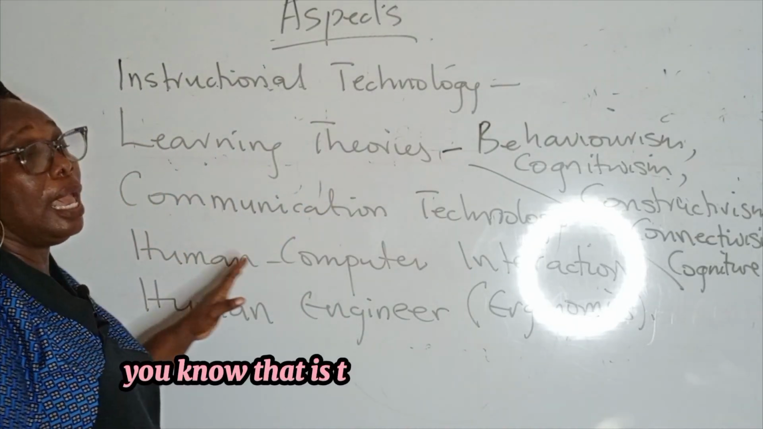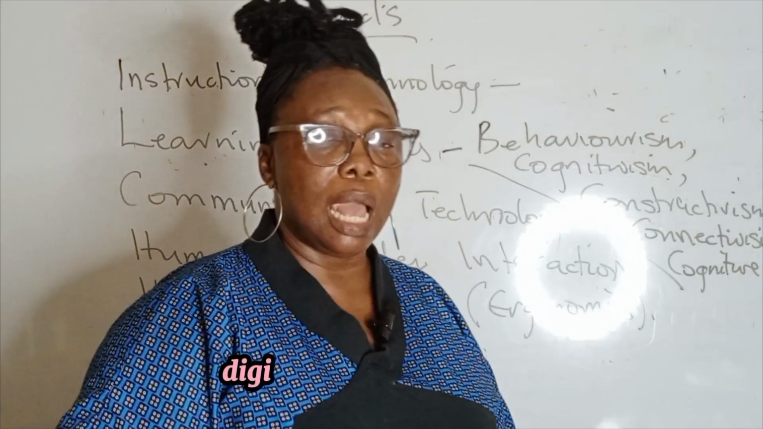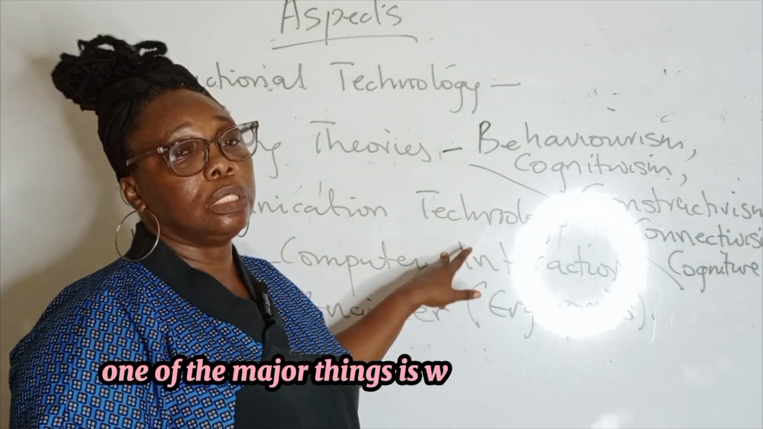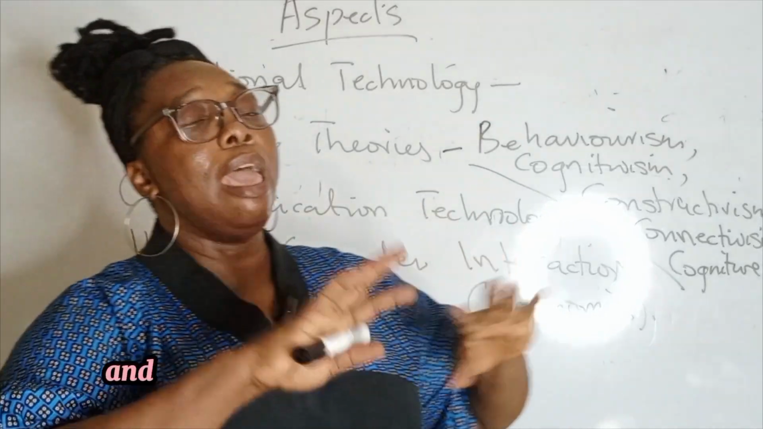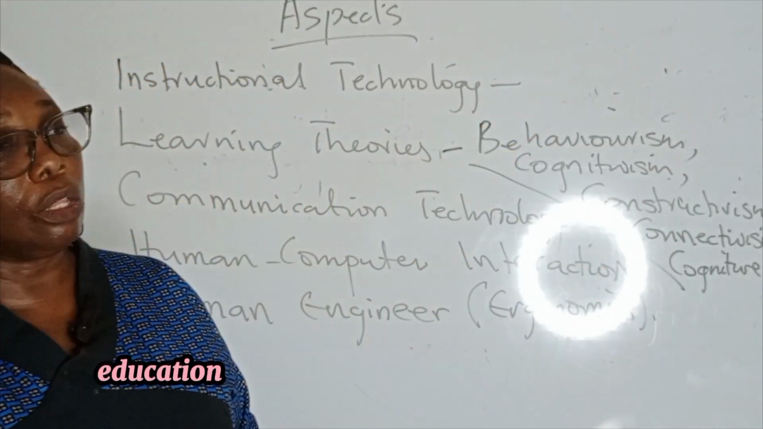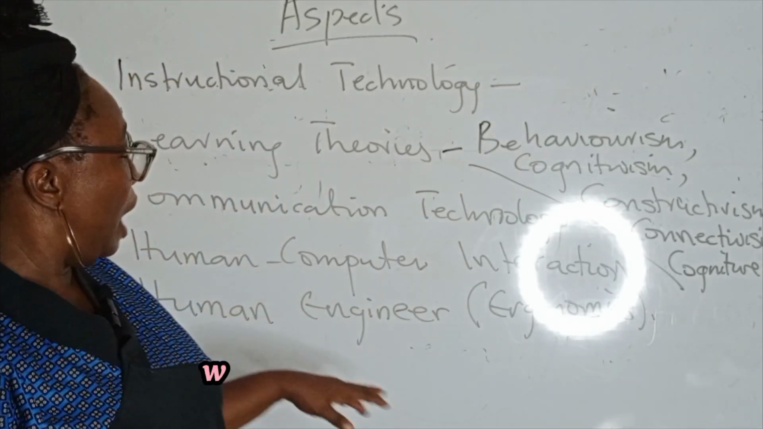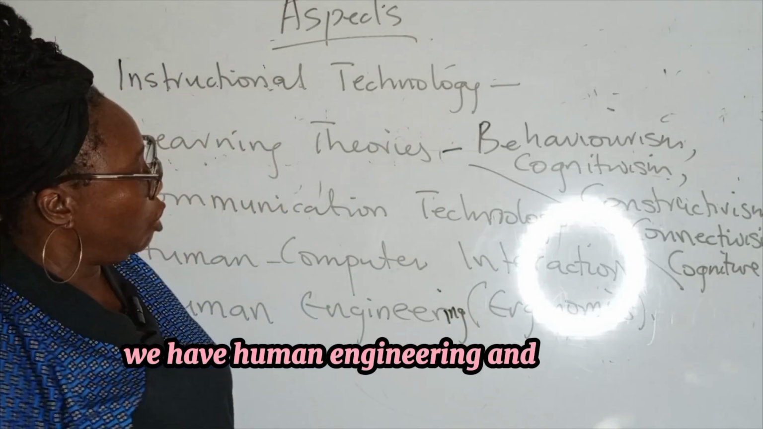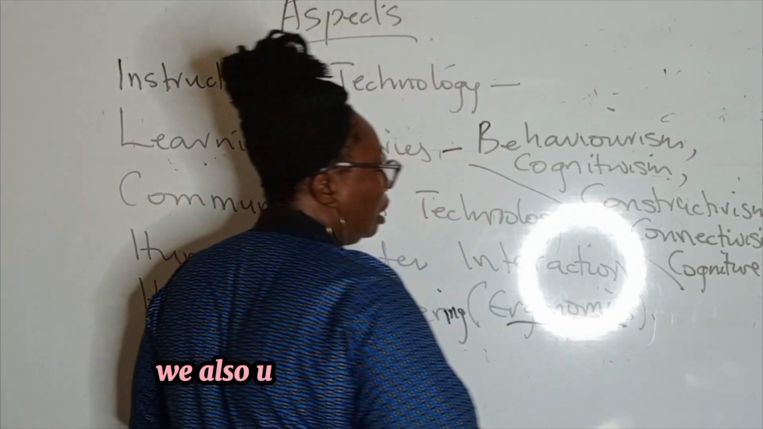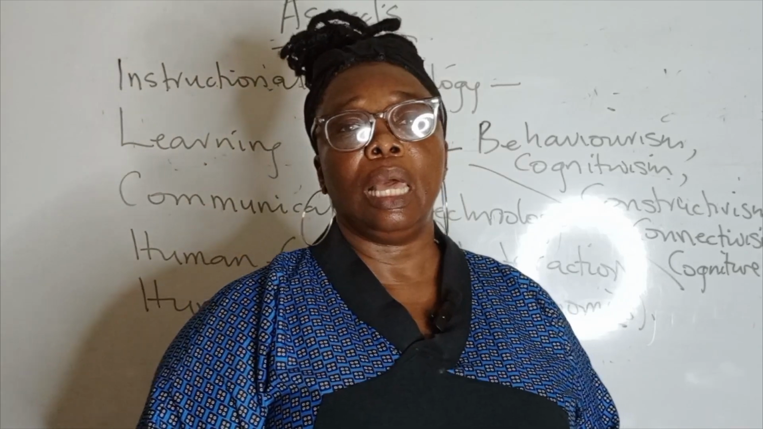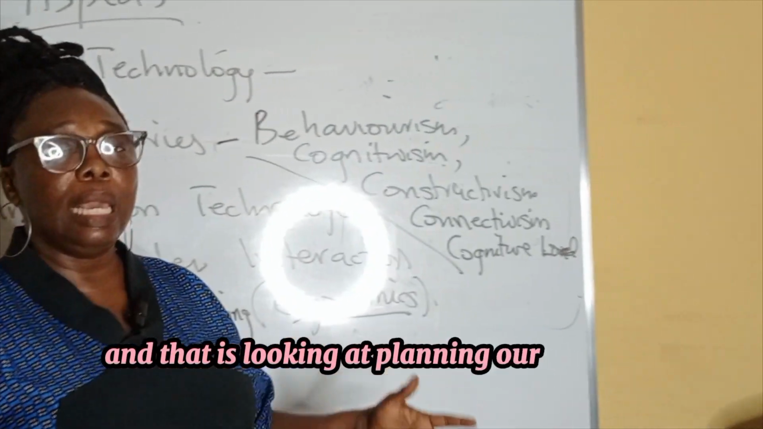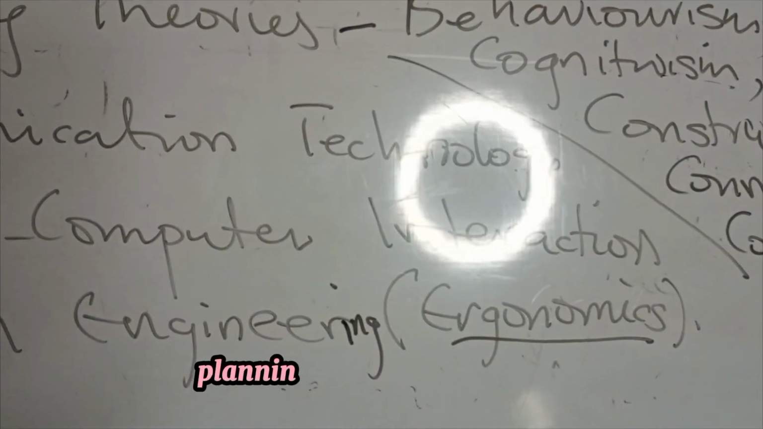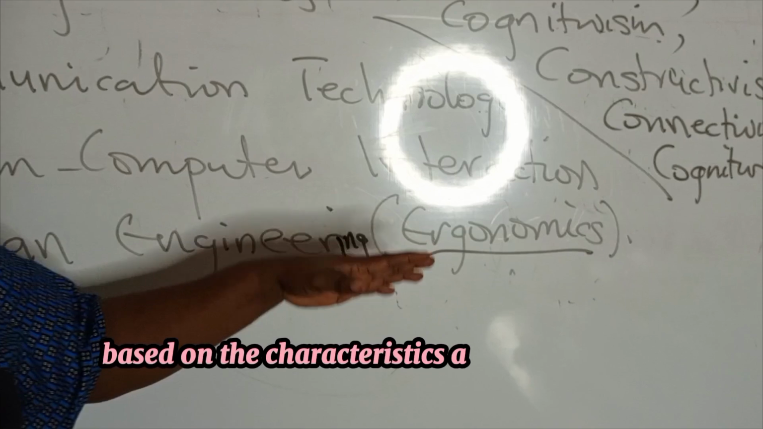Then these days we know that it's the era of what? Digital era. And digital era, even though it involves a lot of things, one of the major things is what? The computer. So the computer and everything that deals with the computer, educational technology is interested in. Finally, we have human engineering, which we also refer to as ergonomics. And that is looking at planning our learning system based on the characteristics and needs of the learners.